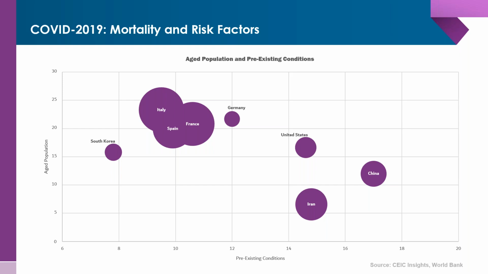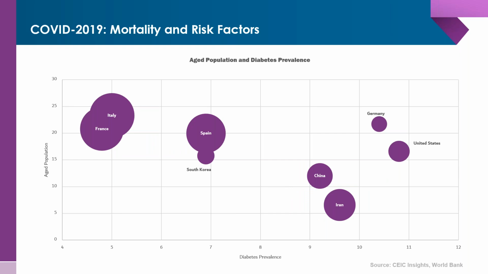As you notice, the aged population is a much more considerable factor in the Western European countries compared to the United States and the Asian countries. On the other hand, countries like the United States, Iran, and China are much more exposed to deaths related to the pre-existing conditions.